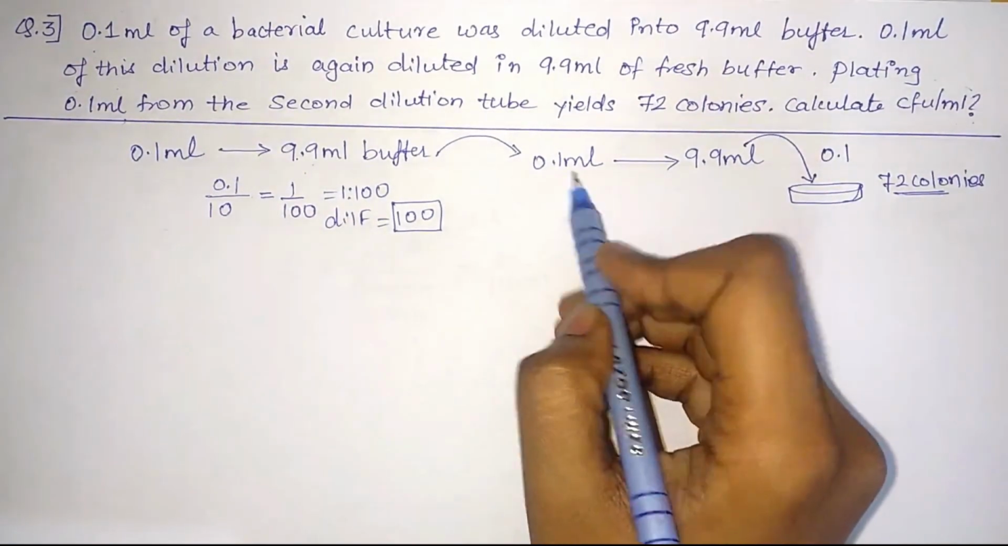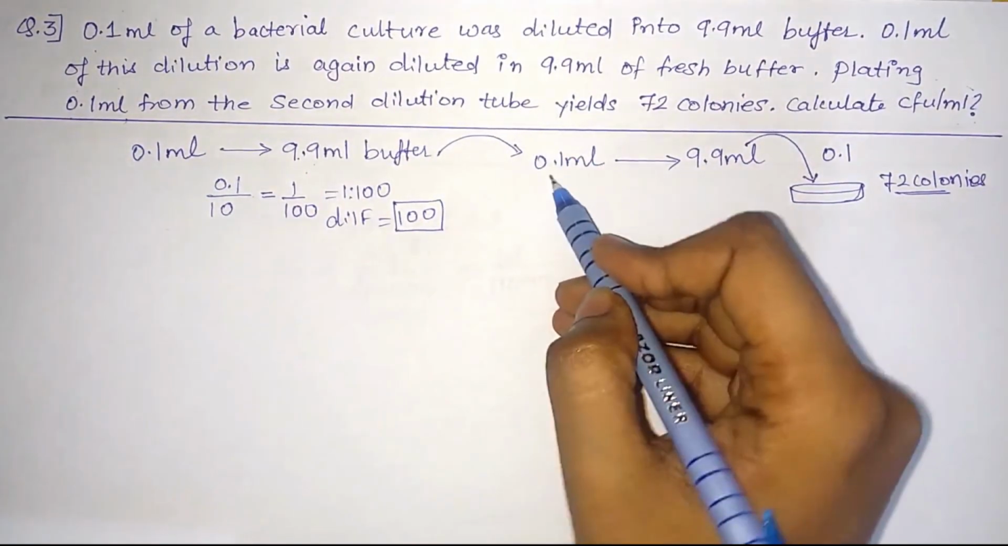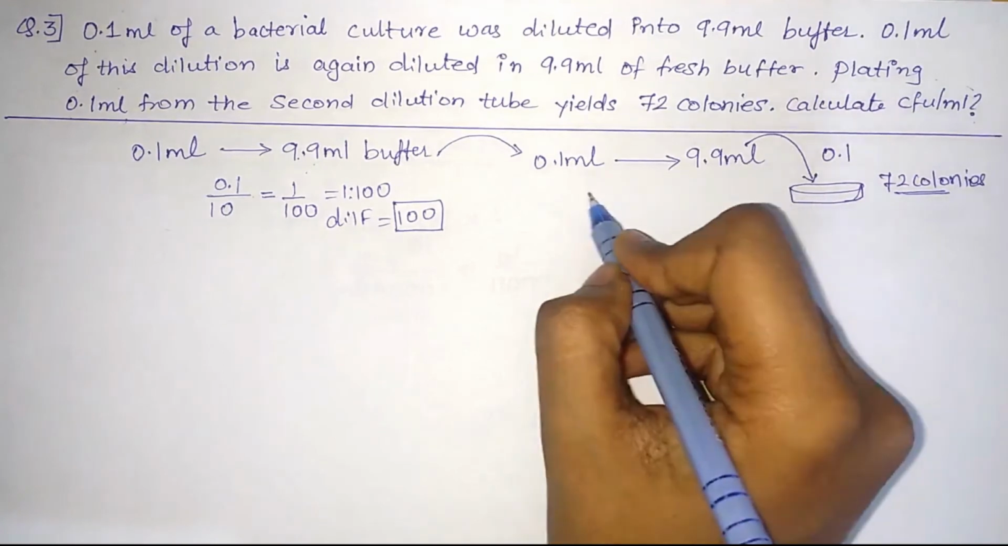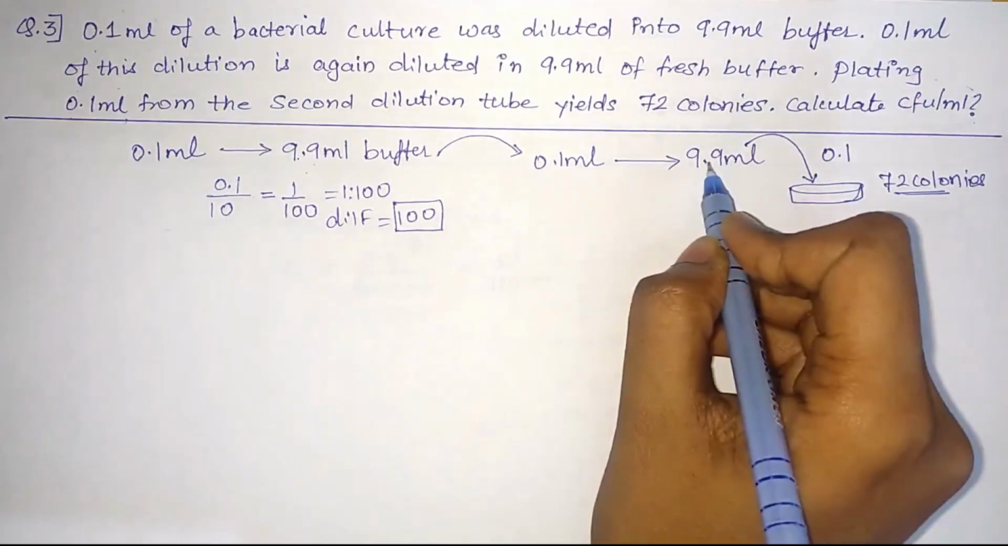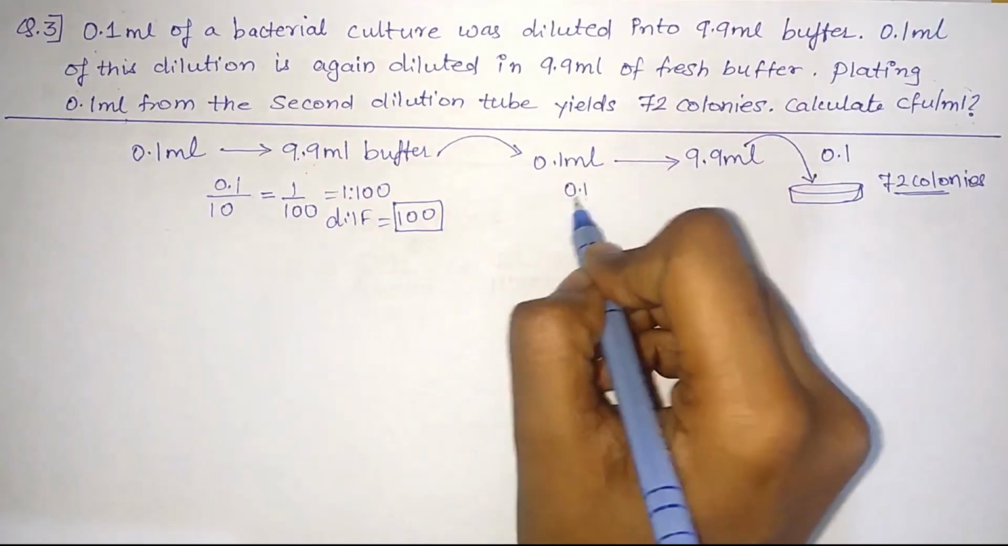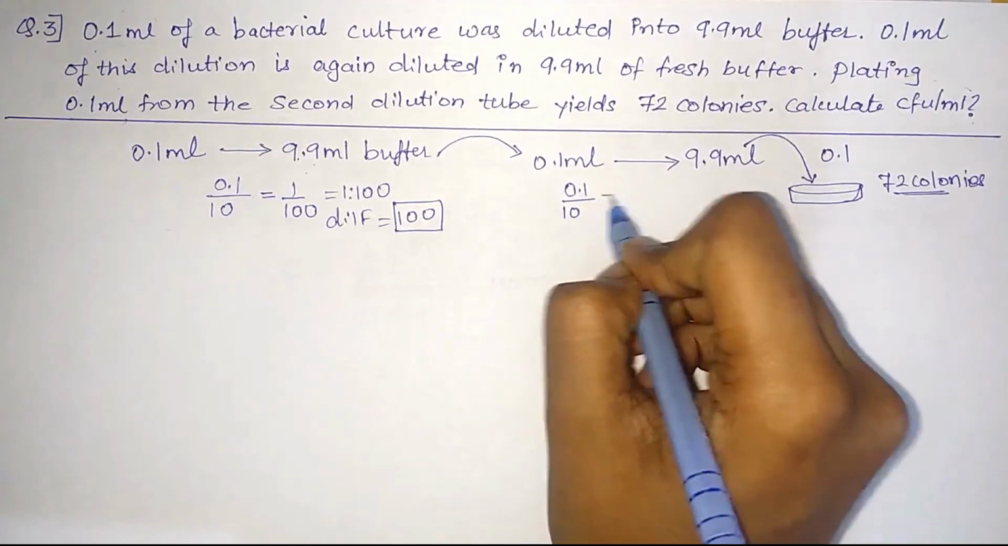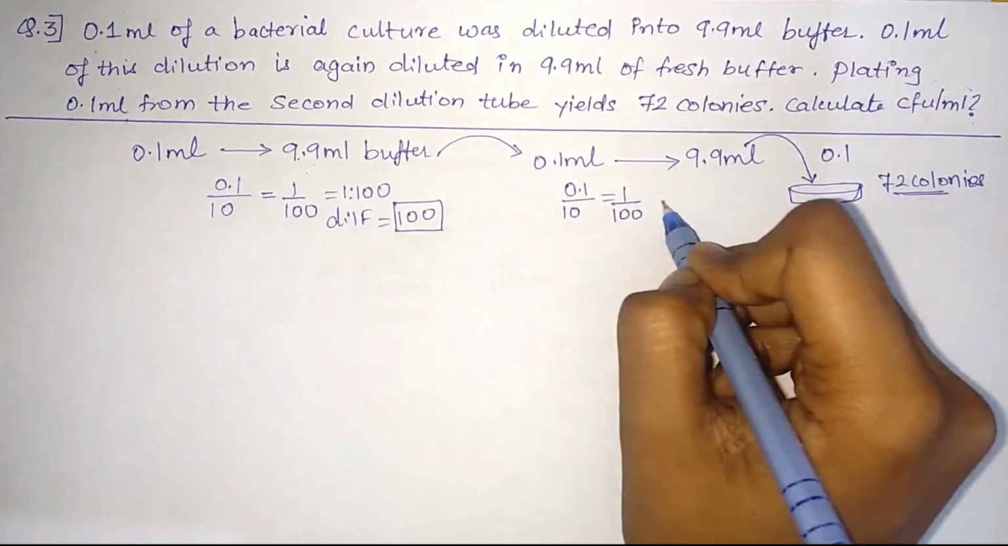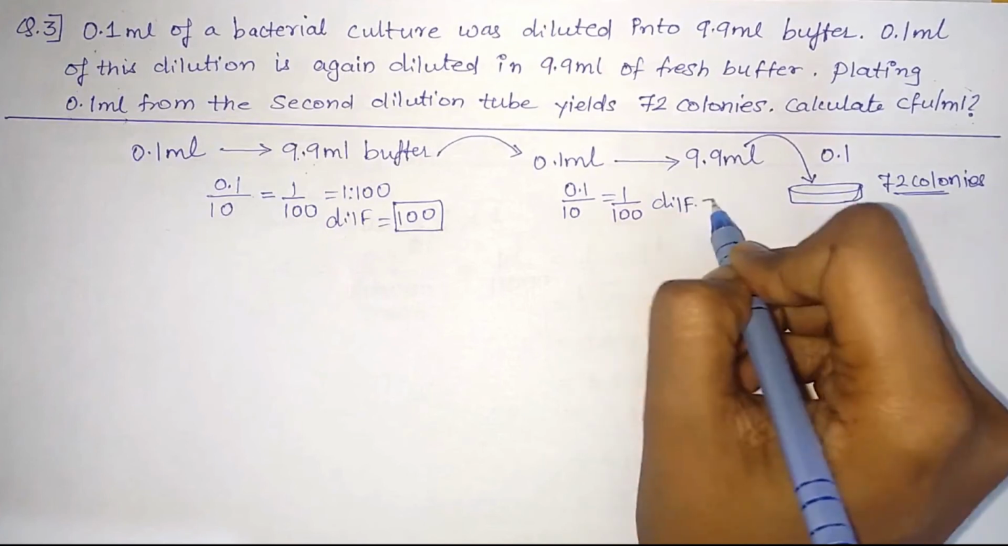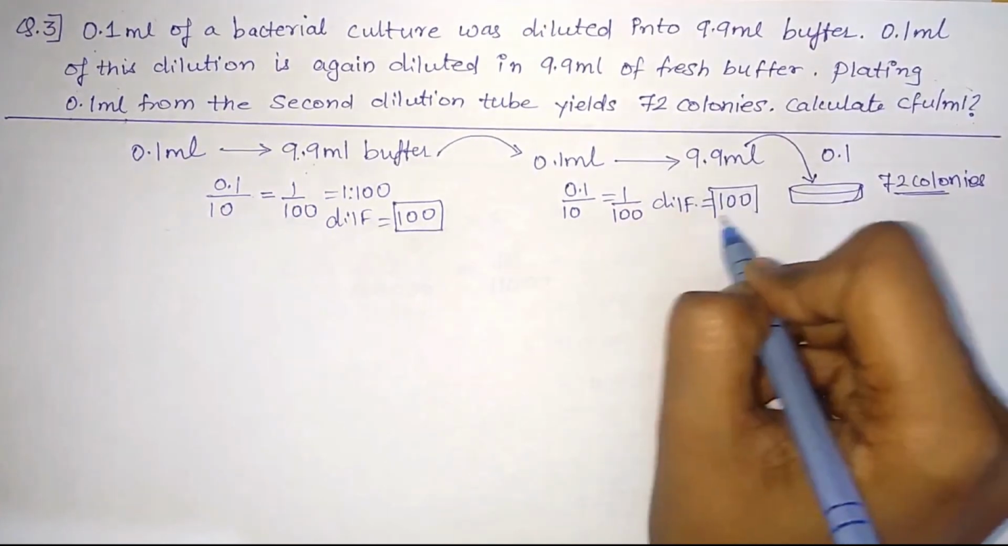In the second case, this particular solution was diluted in a similar manner, so we can say 0.1 ml plus 9.9 ml will again give us 0.1 divided by 10, which is equal to 1 upon 100. So again over here the dilution factor comes out to be 100.